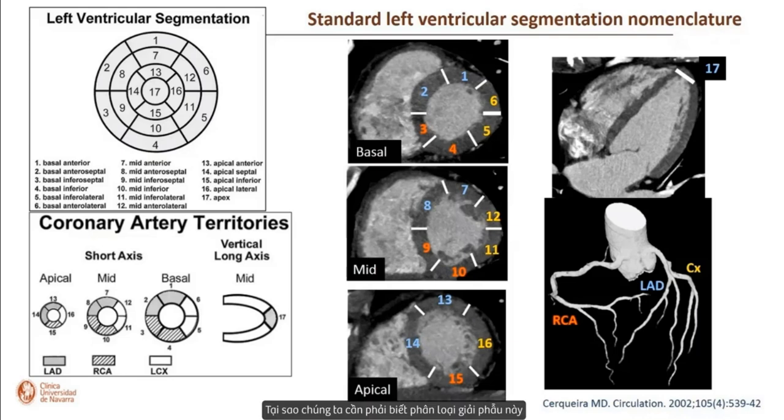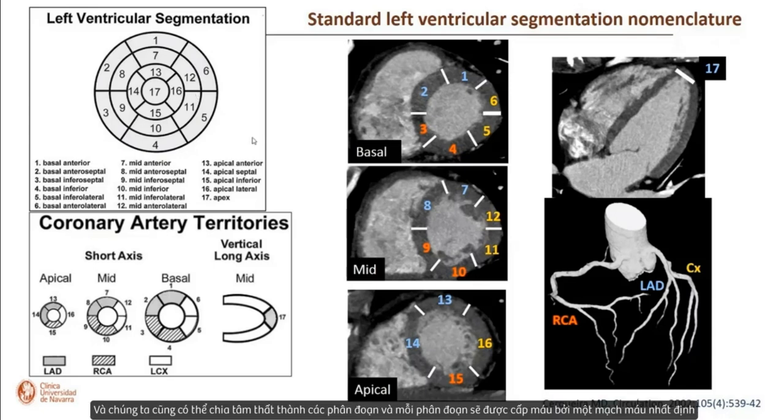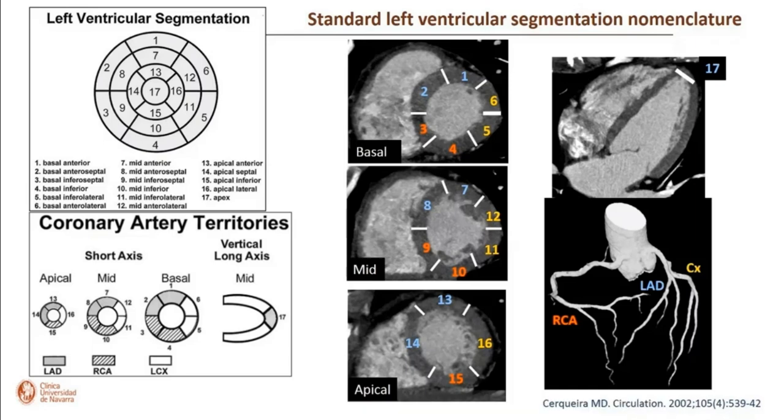Why is it important to know? It's important to know the coronary anatomy because according to the coronary anatomy, we'll be able to determine the coronary artery territories of the myocardium. And we will be able to divide the ventricle into different segments, and each segment will be vascularized by a specific coronary vessel.